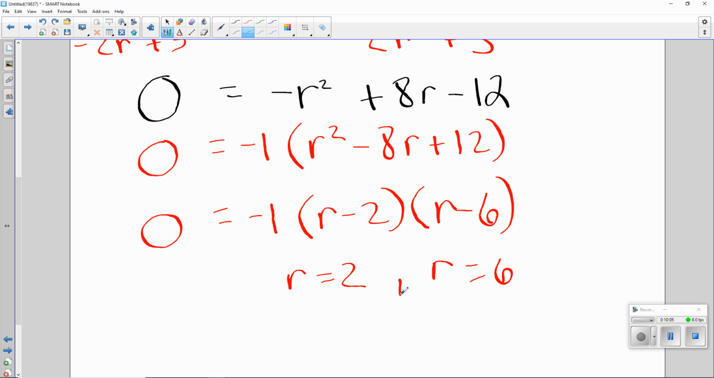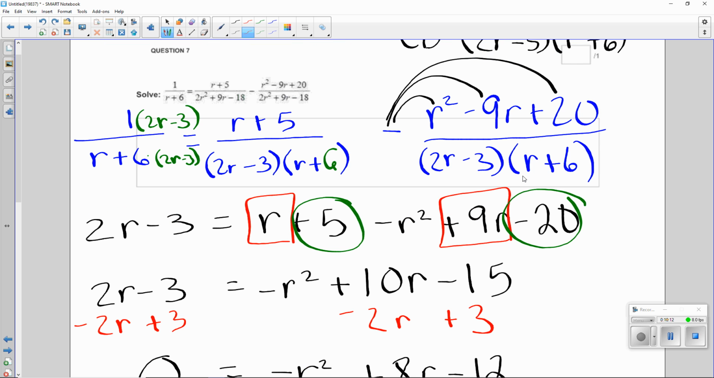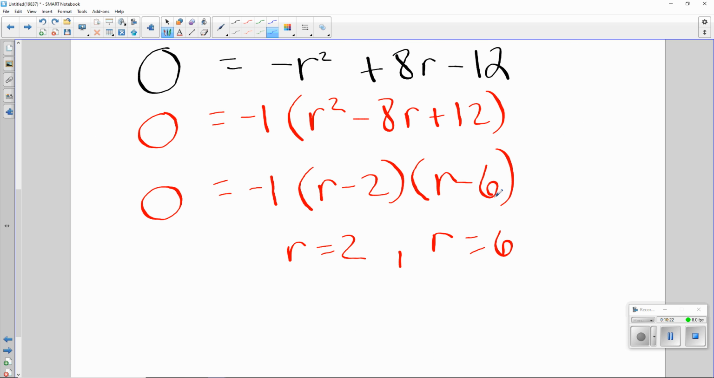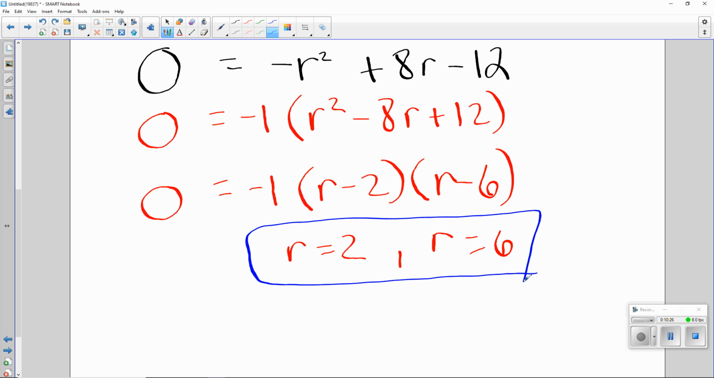A lot of times when you have 2 solutions, one of them ends up being a restriction. So if you go back to the original problem, look at your bottom factors, one of them has an r plus 6, which means r cannot equal negative 6. So we're okay. So those are both solutions.